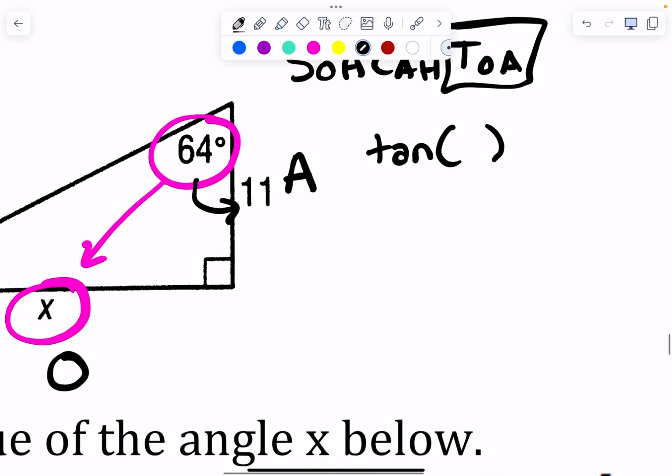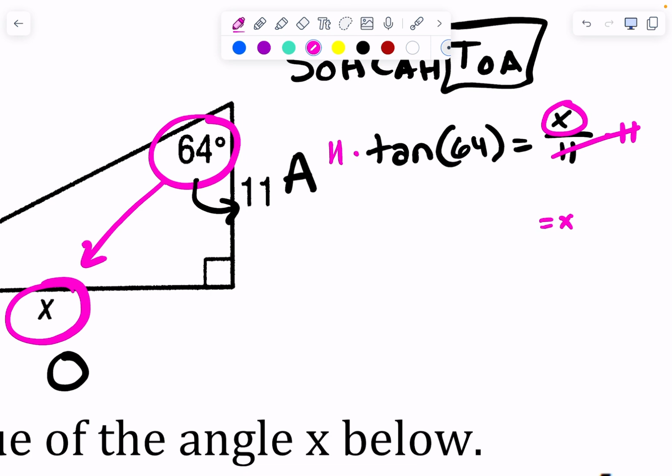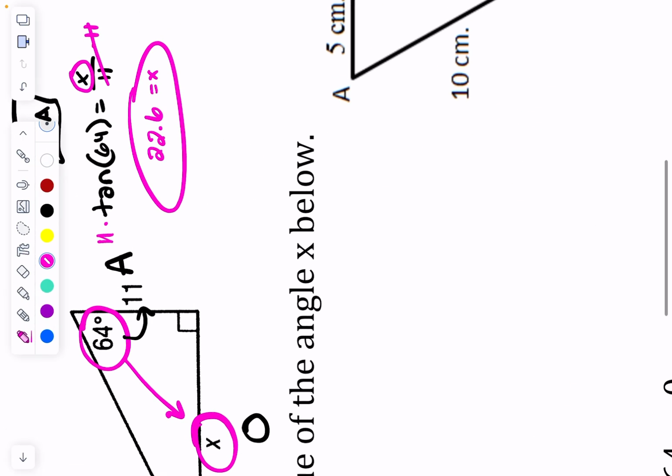Tangent of what? What goes inside of tangent? 64. Tangent of 64 equals opposite, which is x, over adjacent, which is 11. Okay, last thing that I do, if I'm trying to solve for x, I multiply the 11 over to get it to go to the other side. And x equals 11 times tangent of 64, and that is something. 22.6. That sounds good.